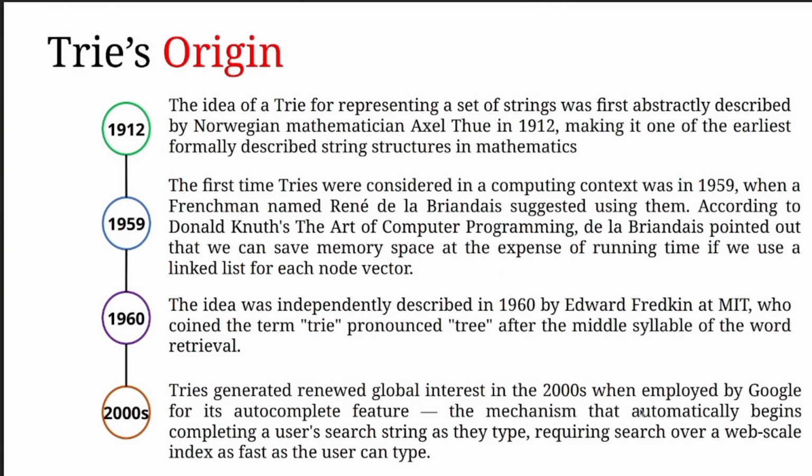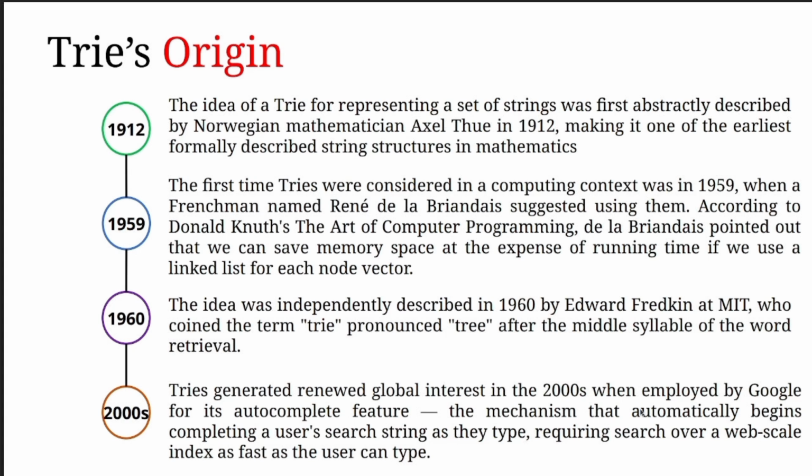Before learning how Trie works, let's look at its history. The idea of Trie was first described by the Norwegian mathematician Axel Thue in 1912. Later, in 1959, René de la Briandais suggested using it in computing. In 1960, Edward Fredkin introduced the term Trie. The word comes from the word retrieval, which means finding or retrieving information.